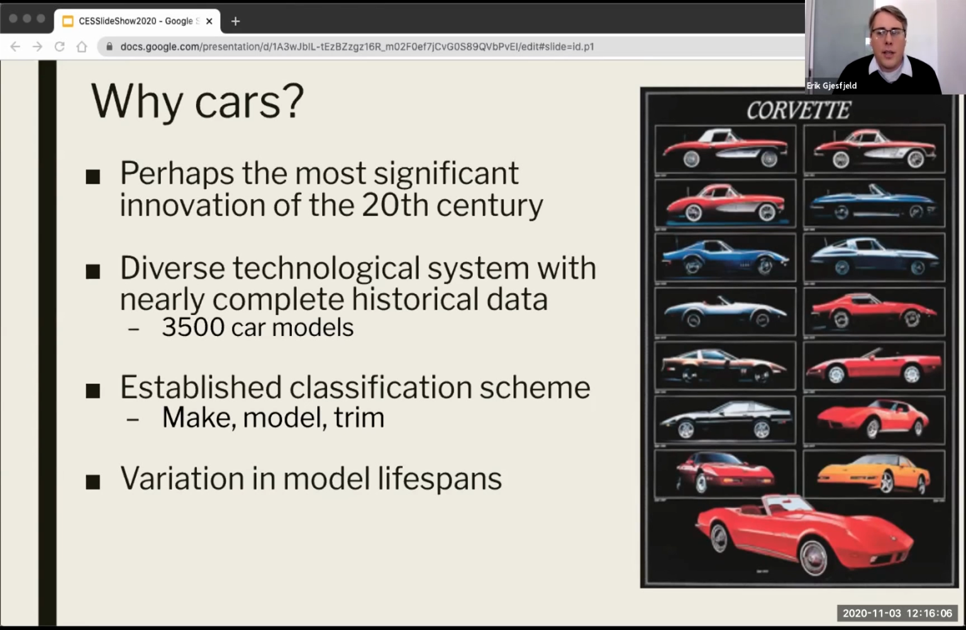There's also a fairly well established classification scheme where you have a make, model, and a trim. Make being the manufacturer of the car, and model being the name, indicating what that is. Once again, that's our lineage. And then occasionally you'll have something more specific like the trim, which is a specific version of each particular model. We also have a wide variation in model lifespans, which made it useful for us to look at from a macroevolutionary perspective.